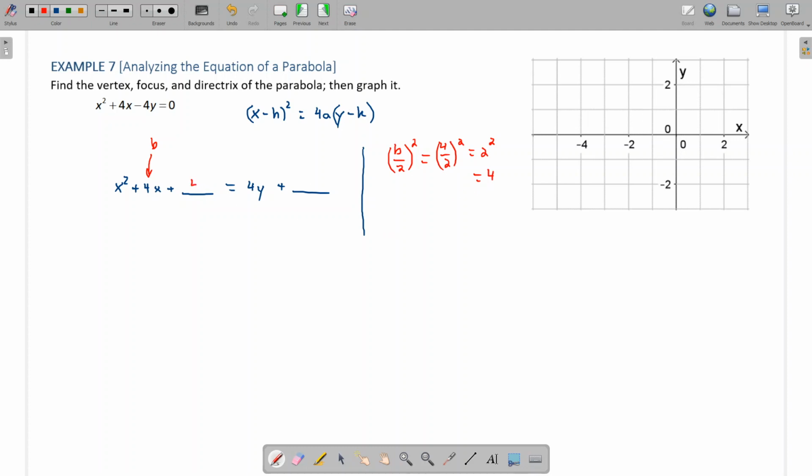Now it is just a coincidence that what we're adding is the same as this coefficient. Most of the time it will not be the same. Okay, so we've added that on both sides. So now this should factor as a perfect square. And it does, it's (x plus 2) squared.